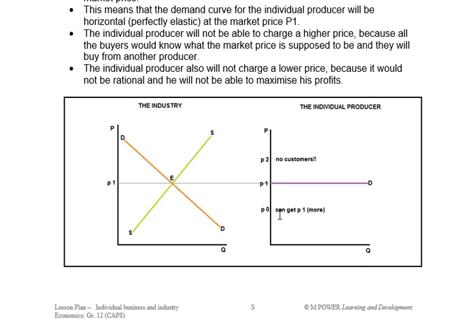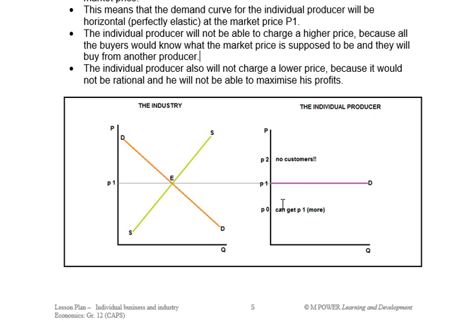Then the individual producer will also not charge a lower price. That would be irrational, okay? If everybody else is charging P1, why on earth will this individual producer be willing to drop his price?